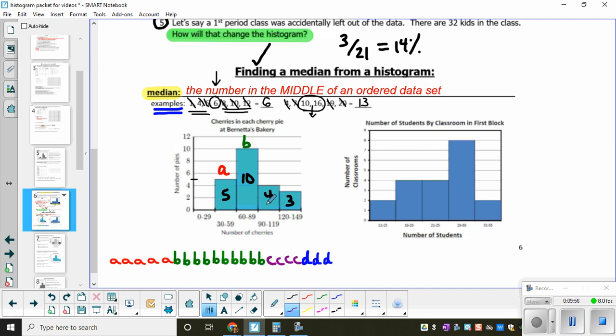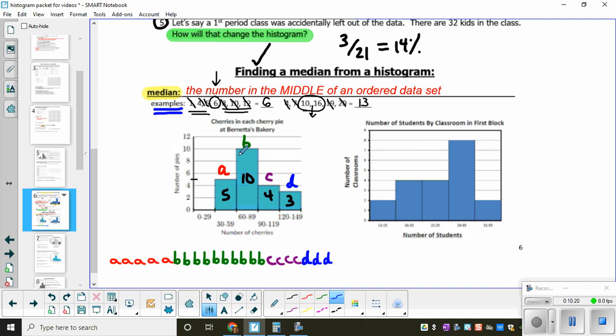You can see that there's 4 pies in this category, and I'm just letting them be represented by the letter C. If you guys want to put this down in your notes with me so that we can slash through them together, I'll show you how to find the median. The last category had a lot of cherries, somewhere between 120 and 149. There were only 3 pies in that category, but I'm going to let that be represented by the letter D.